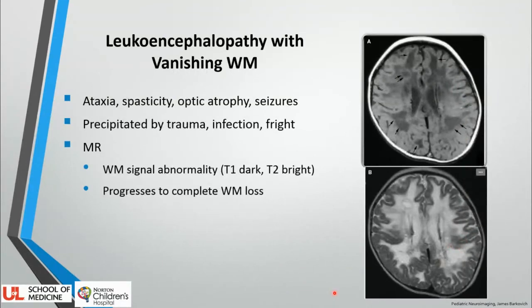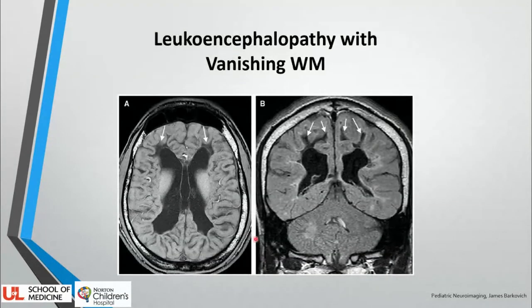This disease progresses to complete white matter volume loss. As seen on these FLAIR images, there is near complete loss of white matter with sparing of some white matter in the frontal region, and there is ventricular dilatation from volume loss.